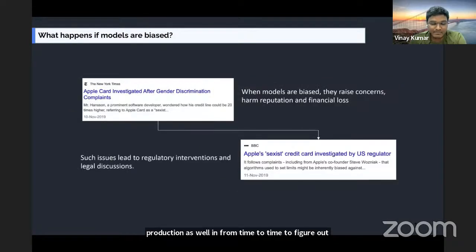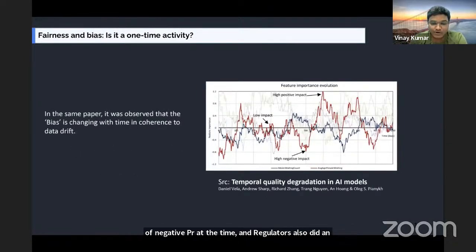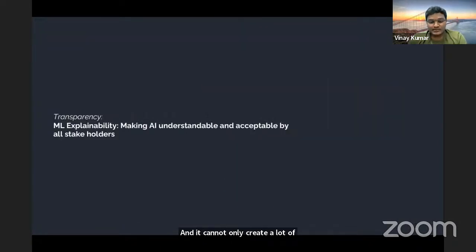One of the classic examples for this was actually the Apple Card case study. Again, hypothetically, there was a lot of buzz that when Apple launched the card, the underwriting guidelines or principles followed by the model were biased. It was favoring males as compared to similar profiles for females, for example. It got a lot of negative PR at the time, and regulators also did an audit on those transactions. So the conclusion is, if you have biased models and you are using them for a high-risk use case, it can evidently become public one time or the other, and it can not only create a lot of reputation losses, but also a lot of regulatory challenges as well.